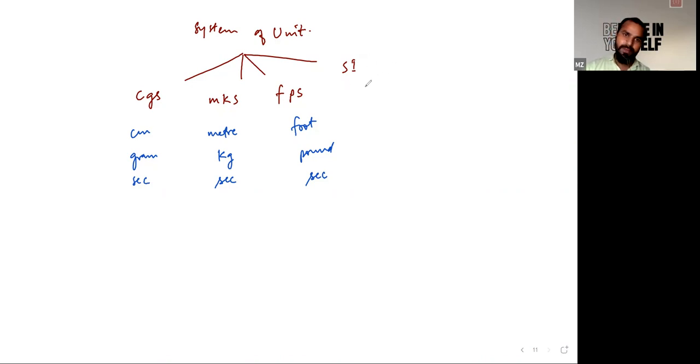So we assume this particular SI unit as internationally accepted, which contains 7 different fundamental quantities. So we have certain limitations regarding this unit.